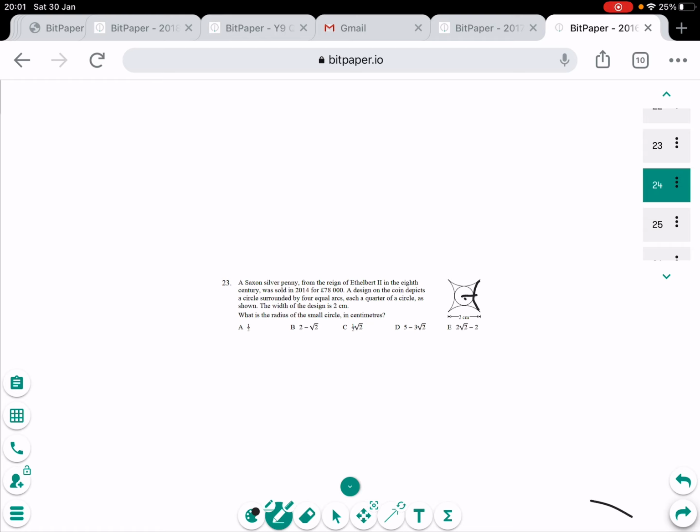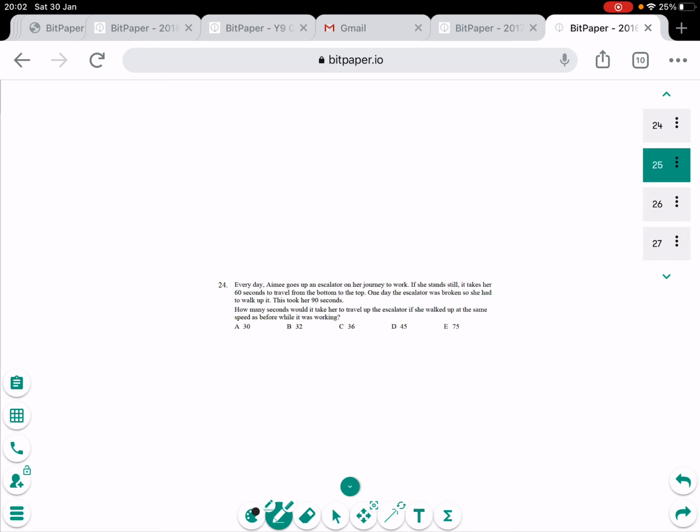Gosh. Wait. Yes, that's what it asks for. And so the radius of the small circle is 2 minus, what's it called? Yeah, the square root of 2.